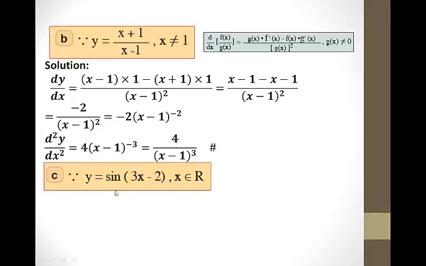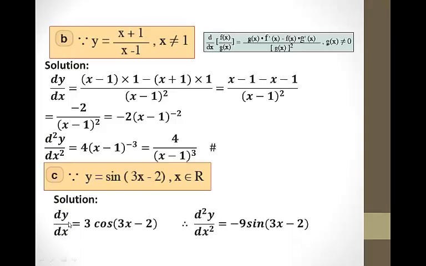The differentiation of sine is cosine. And what is the differentiation of 3x minus 2? Differentiation of 3x is 3 and differentiation of 2 is 0. So dy by dx equals 3 cosine 3x minus 2. Again, the first derivative of sine 3x minus 2 is cosine 3x minus 2 multiplying the derivative of 3x, which equals 3.